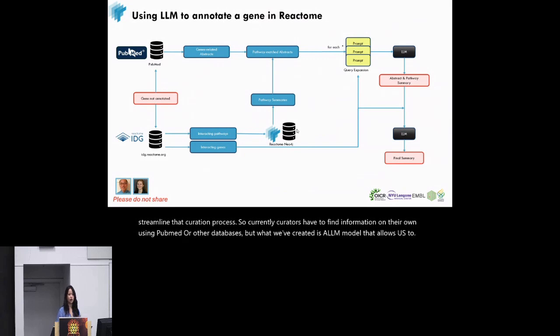enter a gene that's not currently annotated in Reactome, and then it will go to PubMed to search for literature that contains that gene. And we also feed this into Reactome IDG, which is another project we've published a few years ago, which will predict interacting pathways and interacting genes based on what's within Reactome. So this information is then put together and placed in an LLM to summarize those pieces of literature and create a summary for the curator.